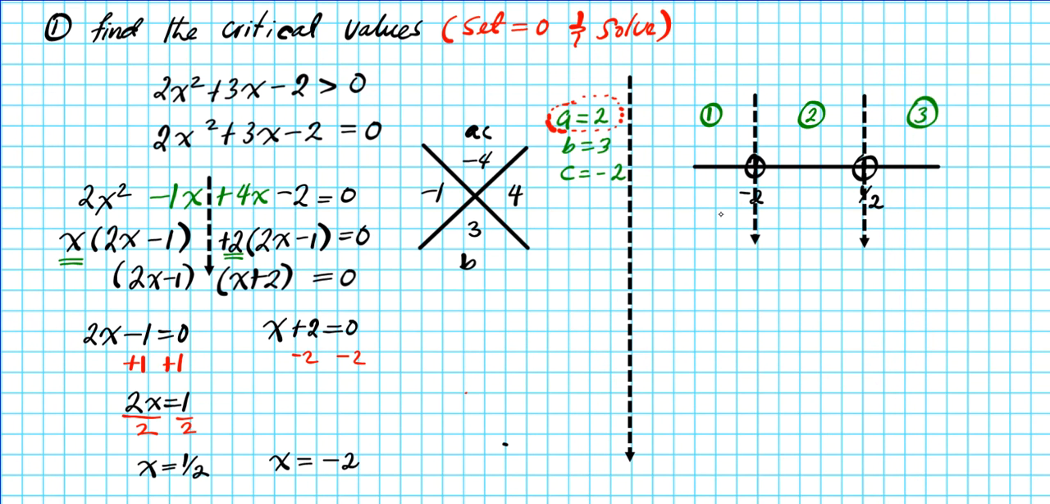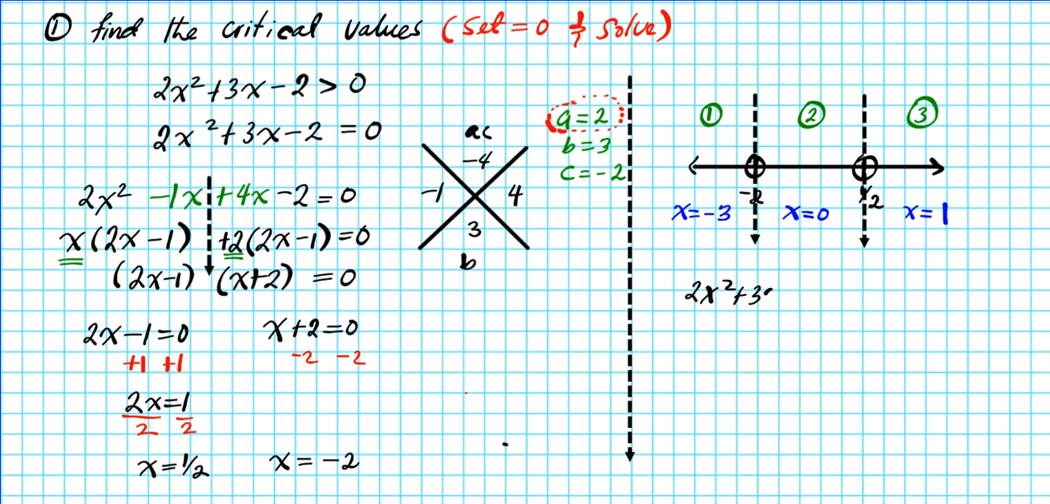For interval 1, we'll think about a number that's easy to work with, that is less than -2. We can use x equals -3. Now interval 2, think about a number between -2 and +1/2 that is easy to work with. We can use x equals 0. And then to the right of 1/2, we can use x equals +1.